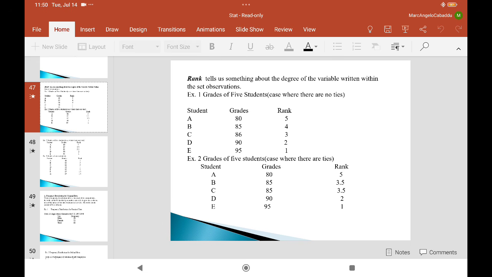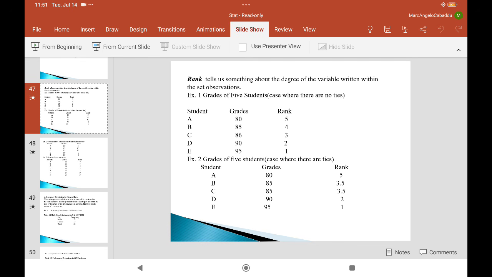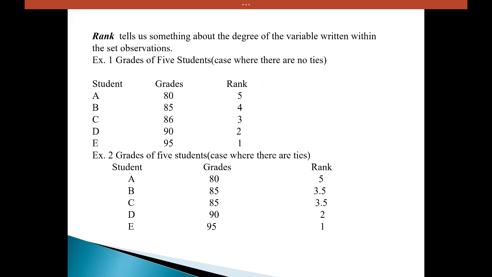For example, grades of 5 students. Here you have your student A until student E, and then they have their own respective ranks. Let's have a slideshow to show you. Student A has 80, and then student E has 95.